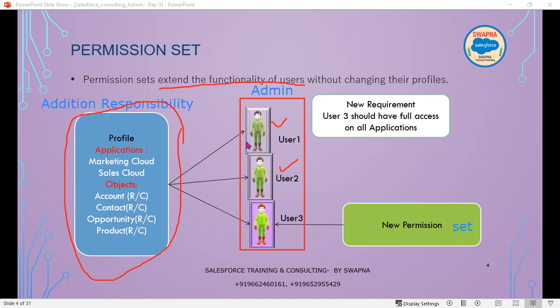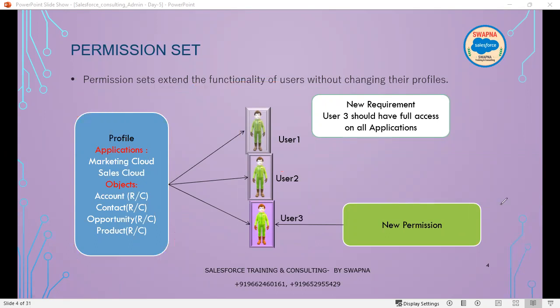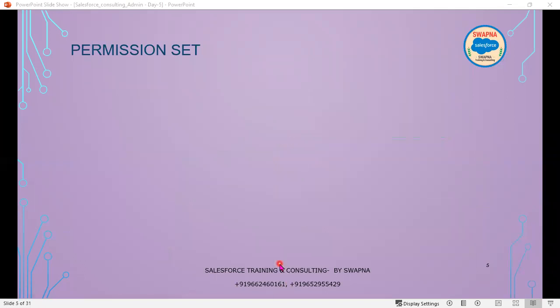Fine. Now let's move on. This is the usability of the permission set. The scenario here is that I'll have a single user, user 1. And for this user, I'll create a profile.